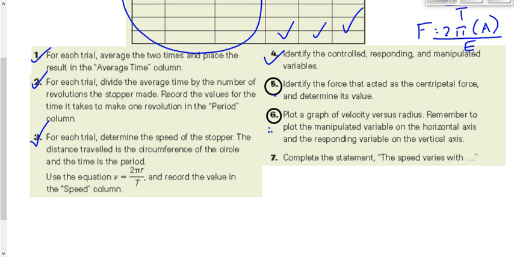Because the velocity is not only changing magnitude, but also changing direction, whereas speed only has a magnitude change, and we can plot that on the graph. So plot a graph of speed versus radius, and then reminding you here to plot the manipulated variable on the horizontal axis and the responding variable on the vertical axis. Don't tell me right now, because you had to identify that, manipulated and responding variable. You can figure that out based on the table and based on the procedure, which variable goes on which axis.